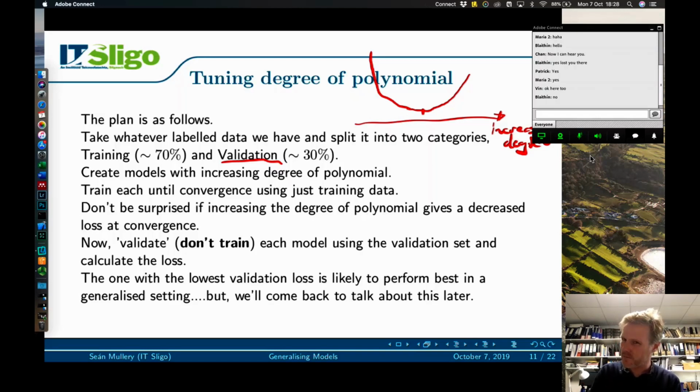It's not quite that simple. We wouldn't just use that, because the validation set is normally a good bit smaller, but it might suggest to us that that's the right set of parameters to choose for our model.